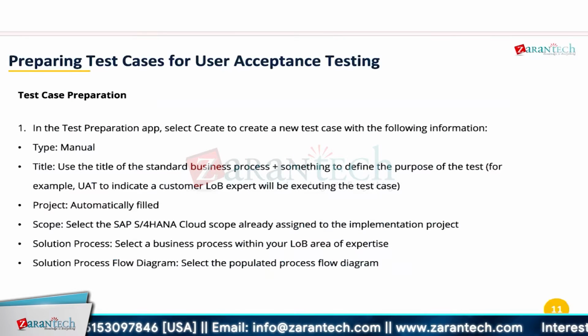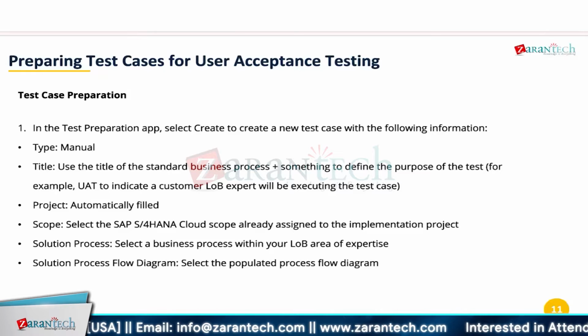So in the test preparation app, select create to create a new test case with the following information. Type: manual. Title: use the title of the standard business process plus something to define the purpose of the test, for example UAT to indicate a customer LOB expert will be executing the test case. When I provided a title, I was just giving a random title, but that's not the case. You have to provide a meaningful title. That means, what is the purpose of having this test case?